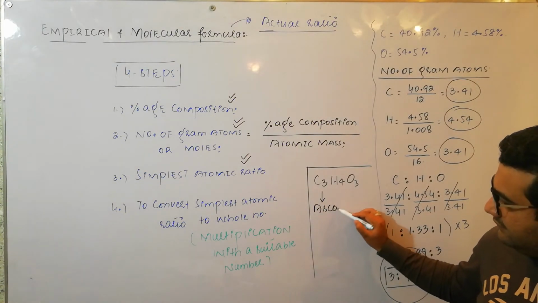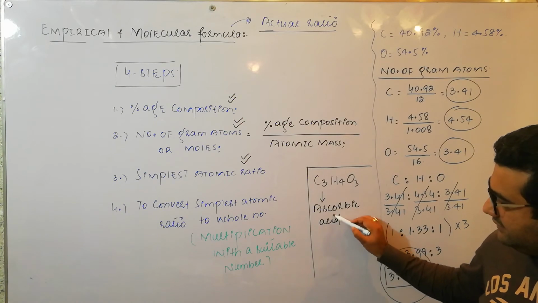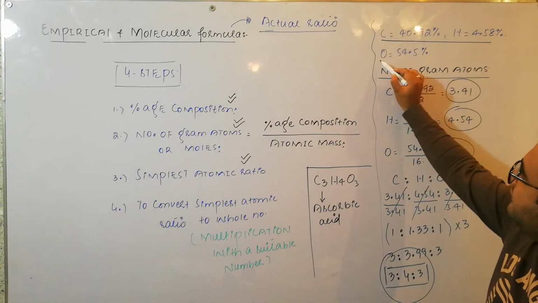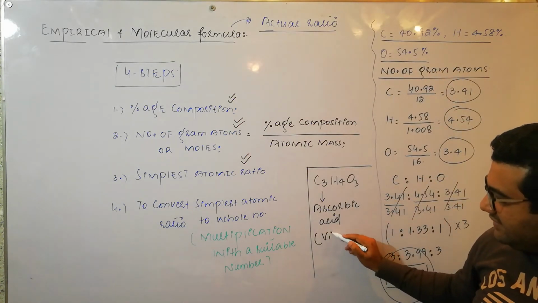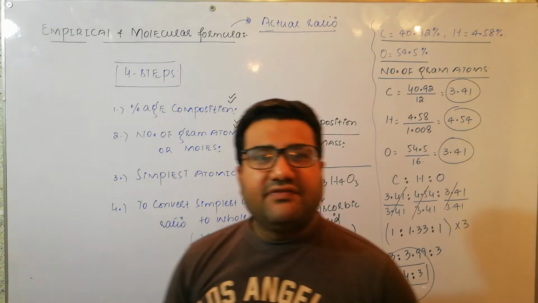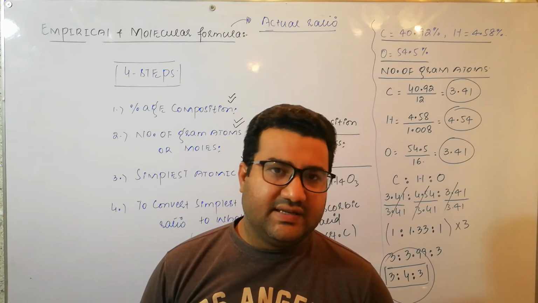And this empirical formula is basically of ascorbic acid, because that percentage composition at the start was given for the ascorbic acid. And ascorbic acid is another name of vitamin C. In this way, we have calculated the empirical formula of the ascorbic acid.